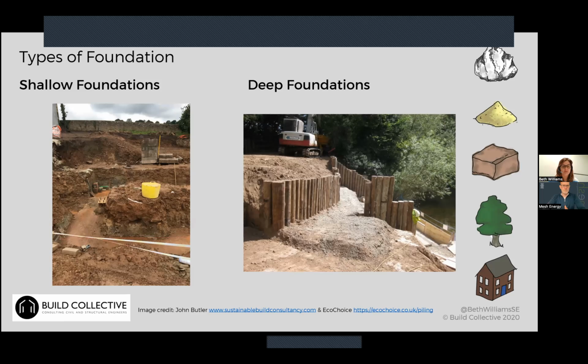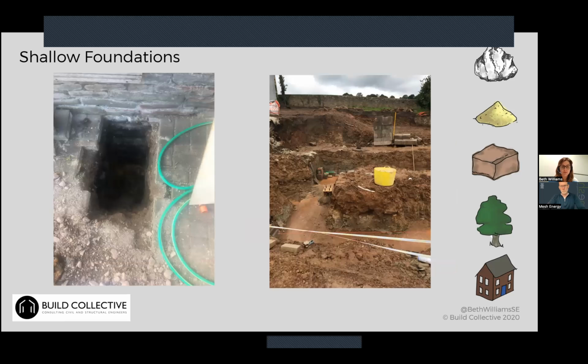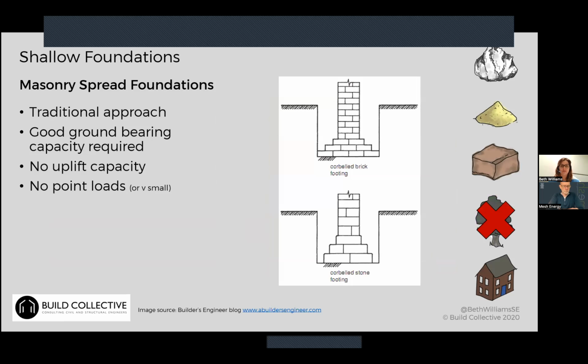Yeah, so that's generally how you split the foundation decisions as a general rule. Starting with shallow foundations, in generic terms, this would be concrete strip foundations, that kind of thing. It will be strip or trench foundations, pad foundations. They can be reinforced or unreinforced. That's a generic type of foundation.